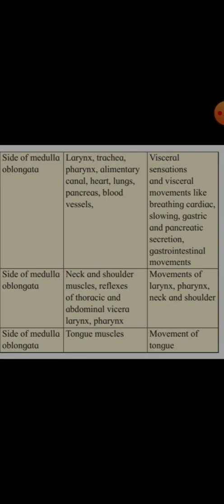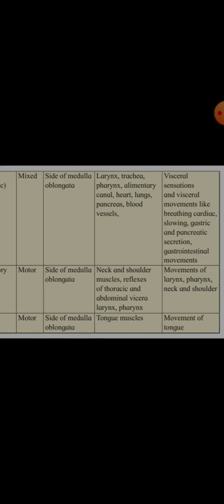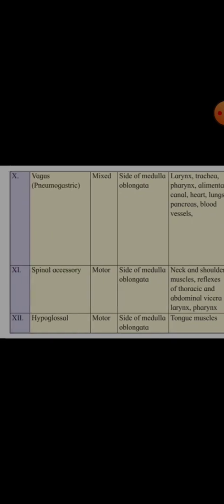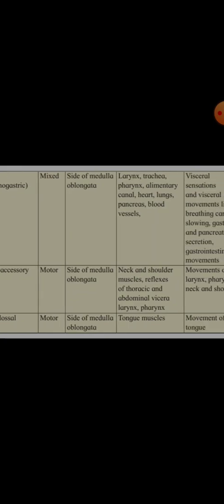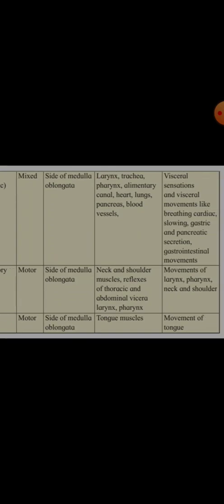Then breathing, then cardiac slowing, then slowing of gastric and pancreatic secretion, and gastrointestinal movements. The 11th one is the spinal accessory, which is also a motor type, and it originates from the side of the medulla oblongata, and it innervates the neck and the shoulder muscles and reflexes of the thoracic and the abdominal viscera, larynx, and the pharynx, and it controls the movements of the larynx, pharynx, neck, and the shoulder.